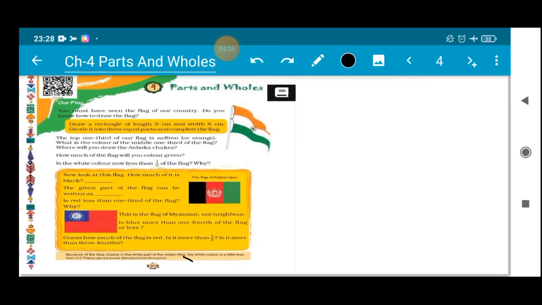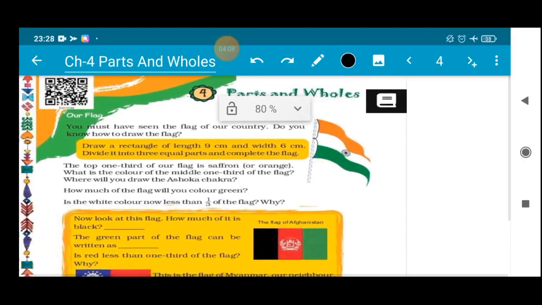You can see on the first page that it is representing our flag. We all know our flag has a tricolor, a very beautiful flag we have. You must have seen the flag of our country. Do you know how to draw the flag? When we were in lower class, when we were kids, in class 1, 2, we used to make the flag during Independence Day and Republic Day.